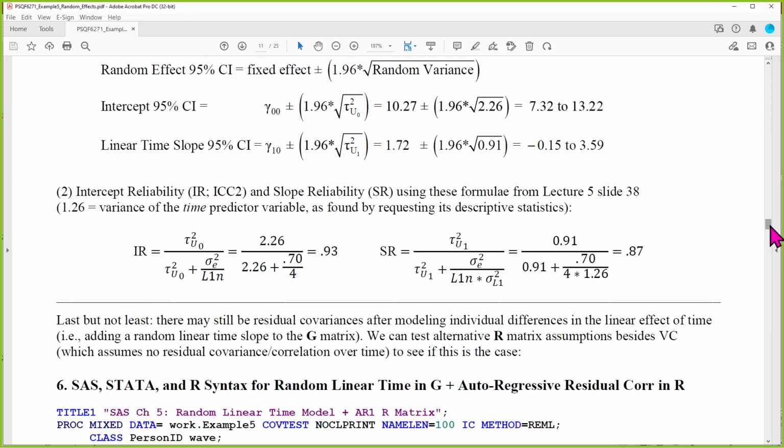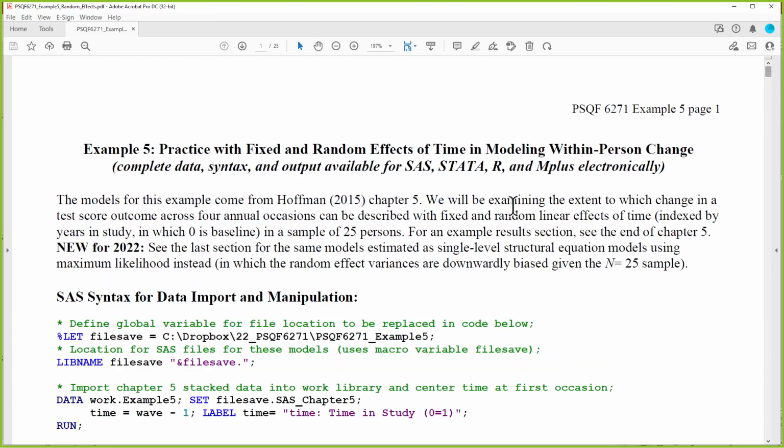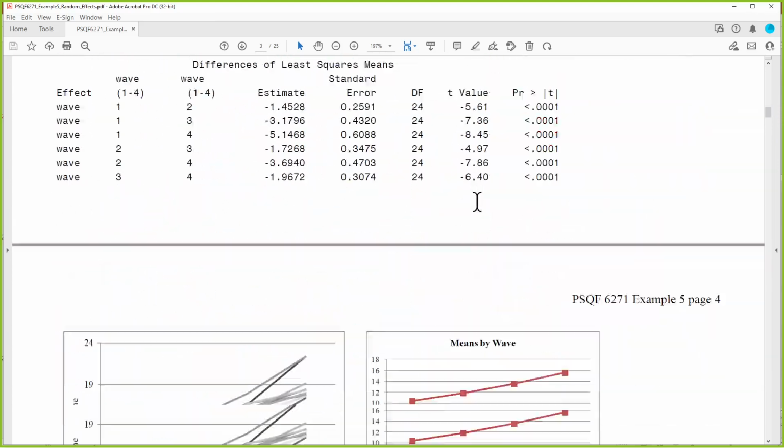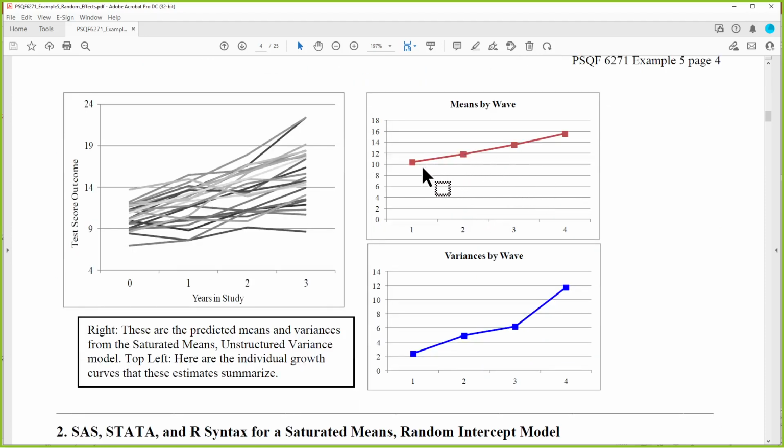Based on my original pictures, so for now that's what I'm going with, is literally an eyeball test. Where are they? Here they are. So this red line shows the trajectory of the saturated means over time. That looks pretty darn linear to me. So on the basis of this picture, I'm going to say linear is probably good enough.